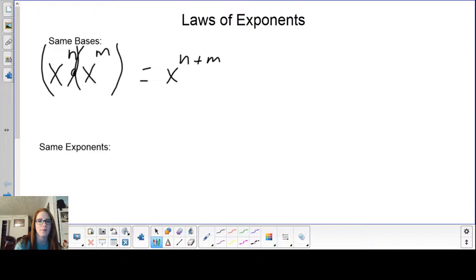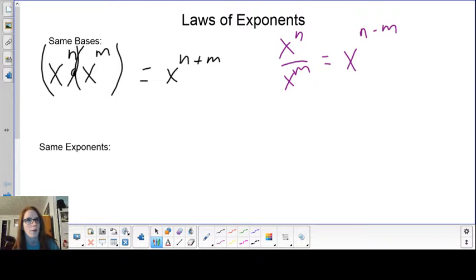When you have, say, x to the n over x to the m, you end up subtracting whatever's on the bottom from whatever's on top, even if it's negative on the bottom. So you'd have minus minus, which would turn into plus.